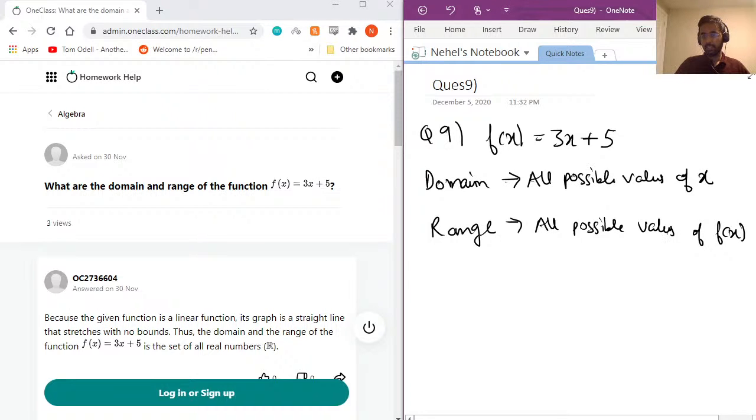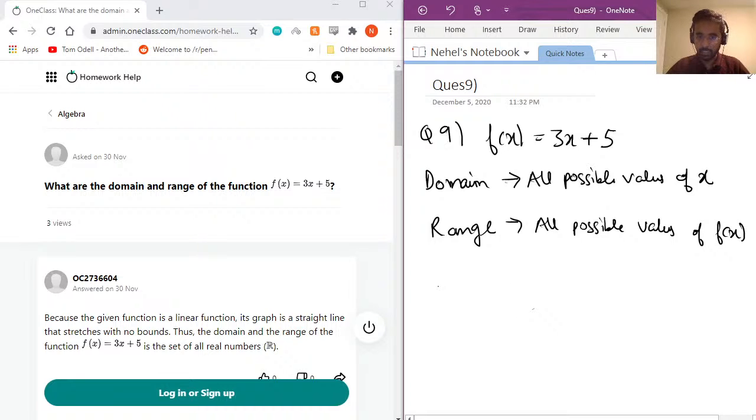So in this case, if we look at the function 3x plus 5, there is no value of x which would make this function non-solvable. Therefore, what I mean by that is, no matter what value of x is given, we would always have an f of x. We're never getting a case where the number approaches infinity, or we are dividing the number by 0. So there are no unsolvable cases. Therefore, what that means is the range and domain of the function f of x.